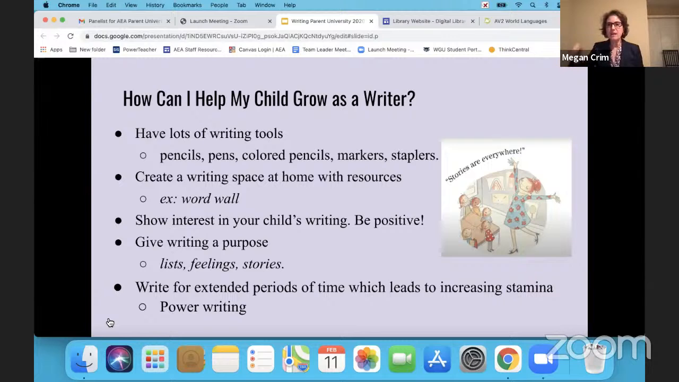And then you set a timer for 5 minutes and you say, okay, we're going to power write. And just write for the 5 minutes. You can't stop until the timer's done. And then you look at this writing and you don't focus on the content. You don't focus on the conventions, spelling, periods, capitals. You don't even really focus on the content. Count the words.